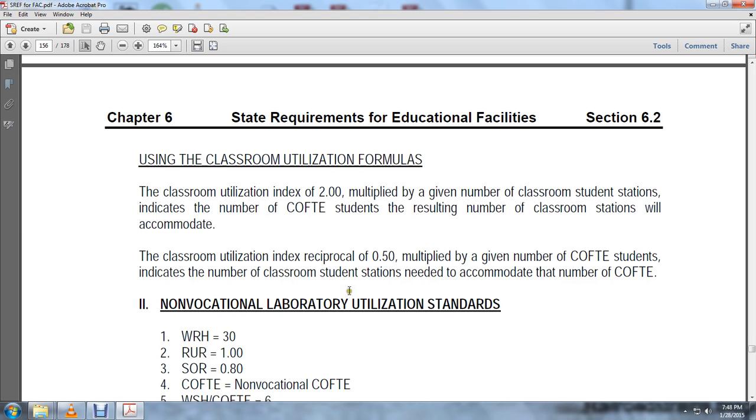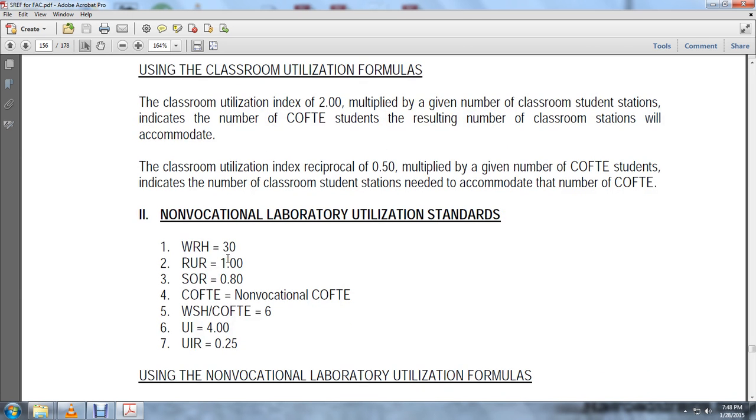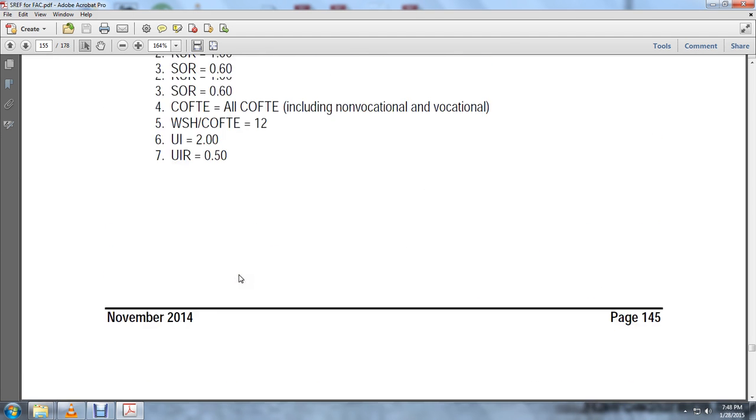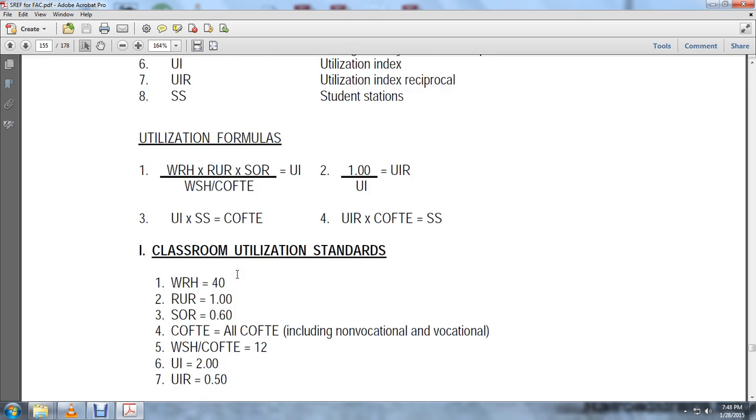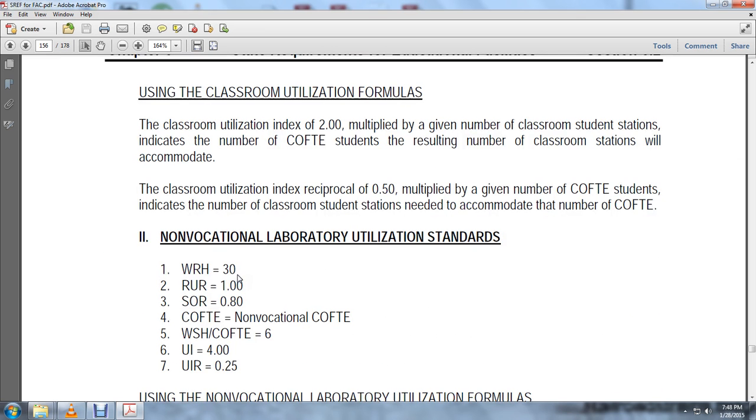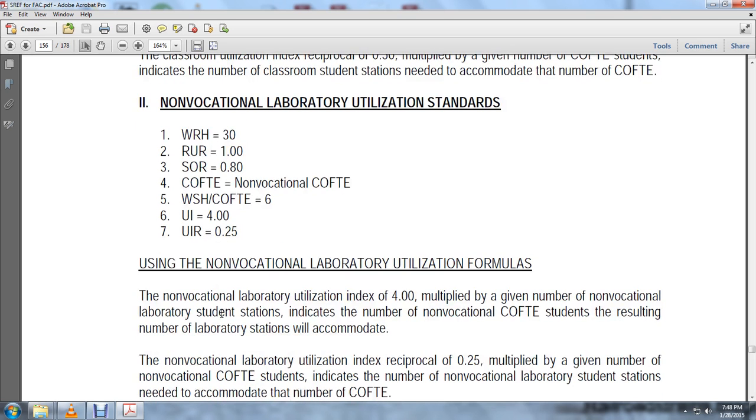Non-vocational laboratory utilization is 30 by the room utilization rate of 1.00, and the student station occupancy rate is 0.8. The capital outlay full-time equivalent for non-vocational COFTE. The average weekly student hours per capital outlay full-time equivalent student is 6, the utilization index is 4.0, and the utilization reciprocal is 0.25.